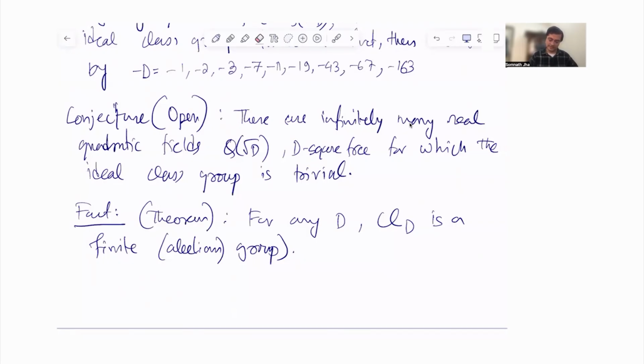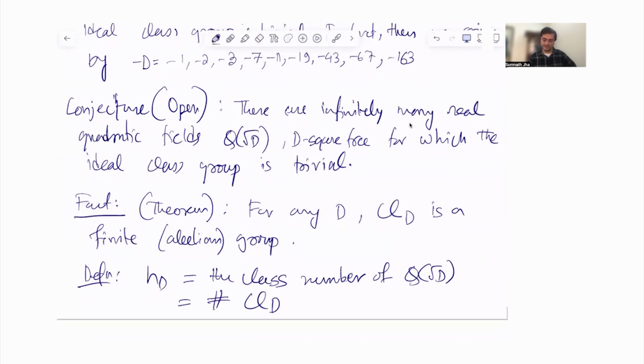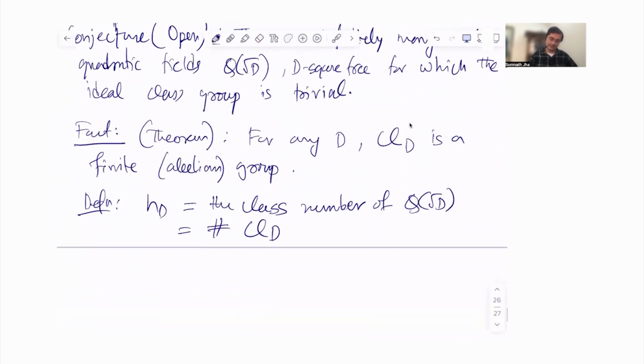The definition is that h_D, the class number of Q(√D), is defined to be the cardinality of the class group, the number of equivalence classes there. So h_D is equal to 1 if and only if O_D is a PID.